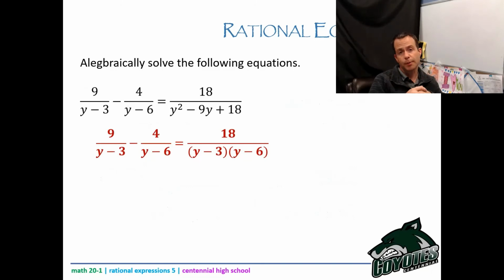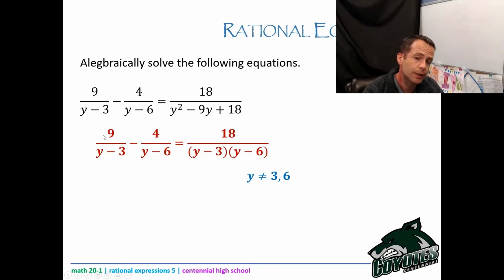Okay, so I've written this first and foremost in fully factored form. Now I'm ready to talk about my NPVs. I know that y can't be 3 and y can't be 6. And now I'm ready for a common denominator. Well, my common denominator is going to be y minus 3 times y minus 6. Okay, so this fraction over here is already taken care of.